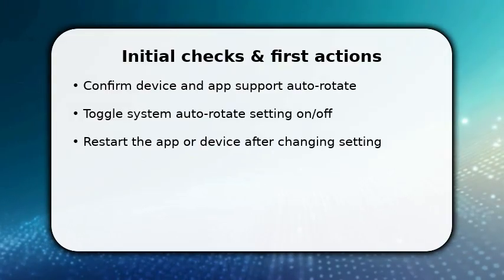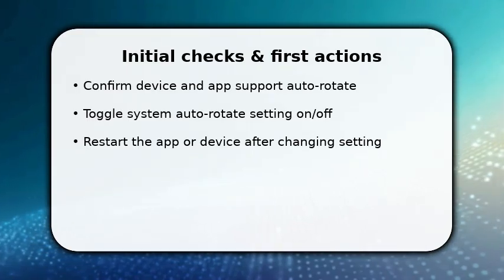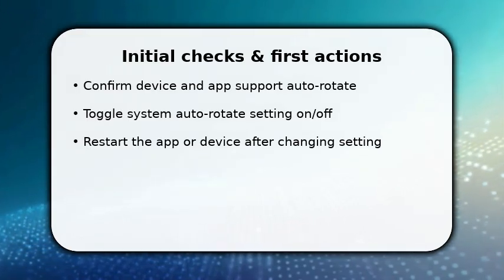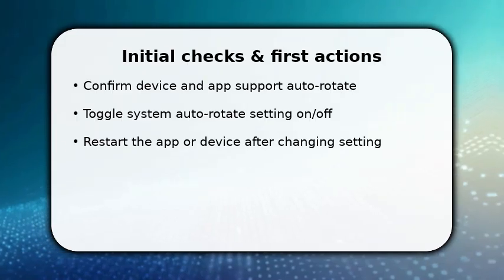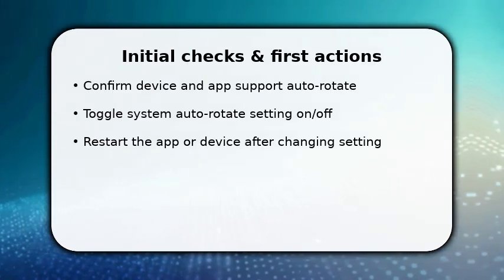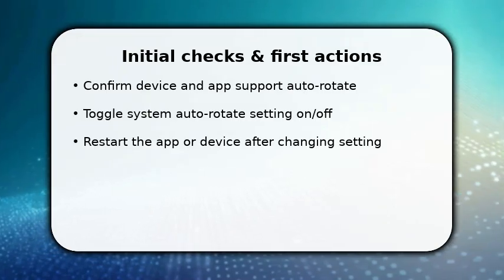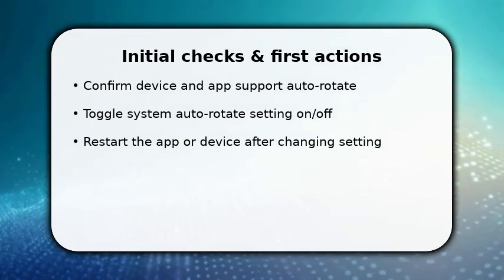You start with essential checks. Confirm your device and the specific app support auto-rotate because some apps force portrait. Next, open settings and toggle auto-rotate off and then on to reset the sensor state. Once done, force close the app and reopen it.